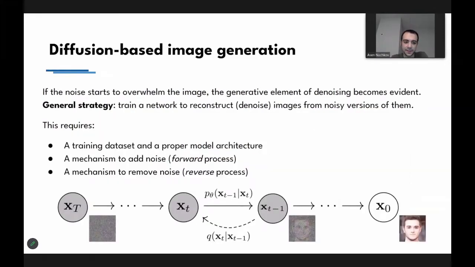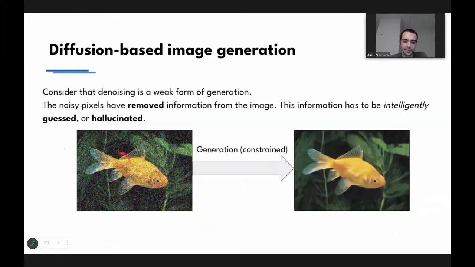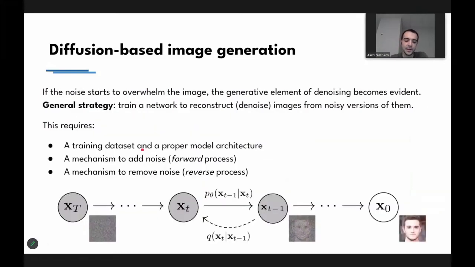And you can see that if the noise of the image overwhelms any actual signal, so if we have so much noise that this fish becomes invisible to us, then coming up with a clear image is much more like the generation that we are used to. This is much more like generating an object out of nothing. And precisely this is the strategy that diffusion models follow.